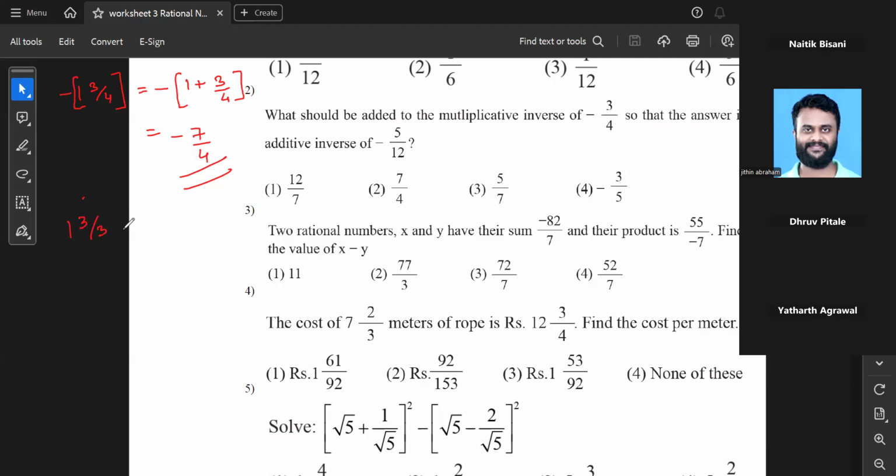Plus of 1 and 3 by 4. In that case also, I'll consider this as 1 plus 3 by 4. That gives me 7 by 4. Or even if it is a negative sign, then also I'll add only inside. After addition, then I'll put the negative sign.